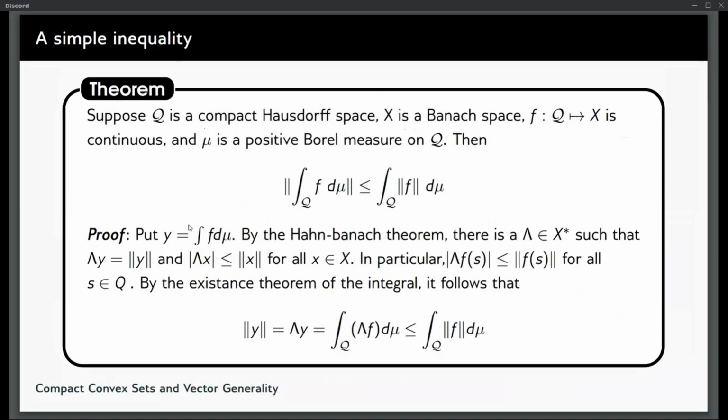Now, if we set y to be the integral of f, then by the Hahn-Banach theorem, we can find a lambda in X star such that lambda of y is equal to the norm of y, which I think is also proven in Rudin, and the norm of lambda of x is less than or equal to the norm of x for every x in X. In particular, the norm of lambda f of s is less than or equal to the norm of f of s, for all s in Q. Now, by the existence here of the integral itself, we know that the norm of y, which is lambda of y, is the integral of lambda of f, because that's how we defined it, and it's going to be less than or equal to the integral of the norm of f, due to this fact.